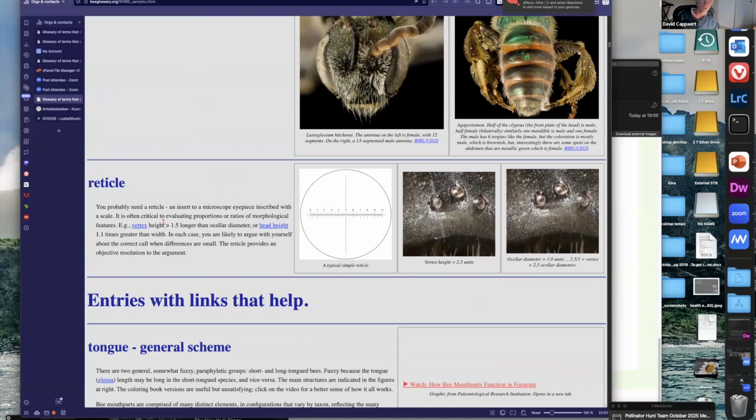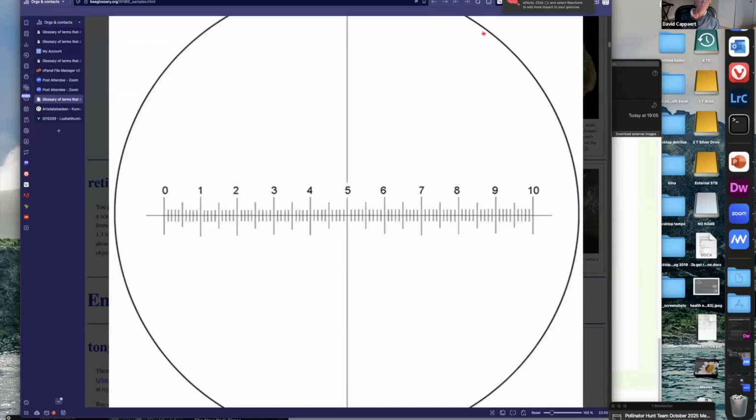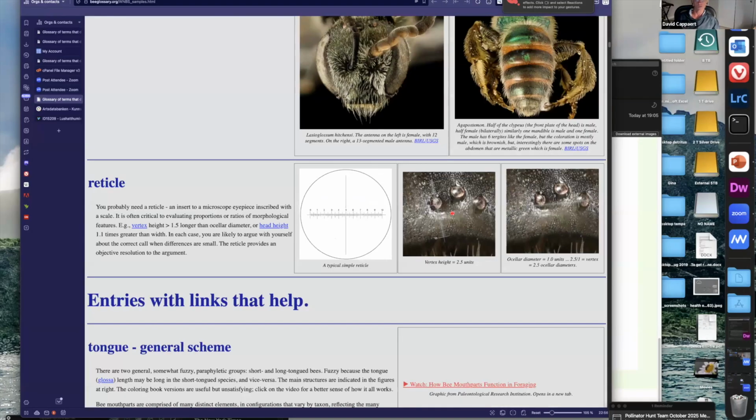And another thing I want to put in here, this is almost like an editorial, because I'm telling the reader that you probably need a reticle. If you're not familiar with them, it's that in your microscope, you put this little plate in there and it has inscribed lines so that you can measure things. And maybe not even measure things in an absolute way, but get relative distances.